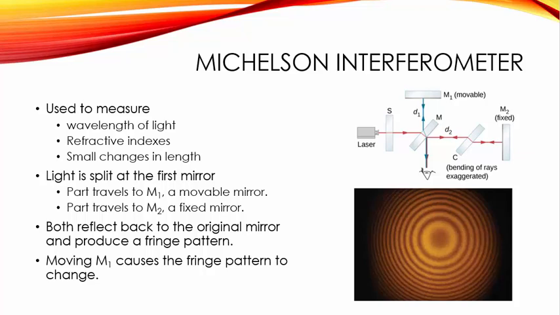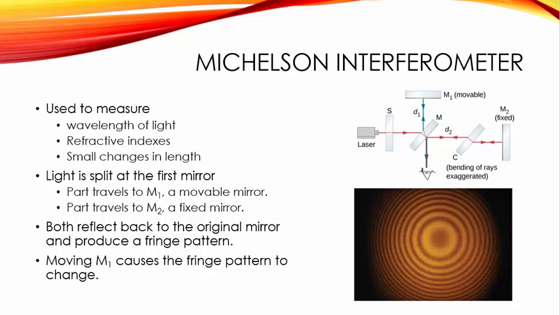So what really is happening is the light comes from the laser and then it's split at that mirror. And half of it goes to M1, mirror number 1, which is a movable mirror, and the other half goes to a fixed mirror. And they both reflect back and then go to some sort of sensor. And in the illustration that's shown, it shows an eye. But you end up with a fringe pattern that you're looking at from the interference.